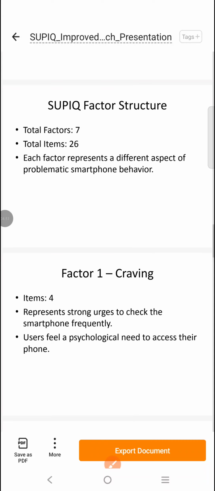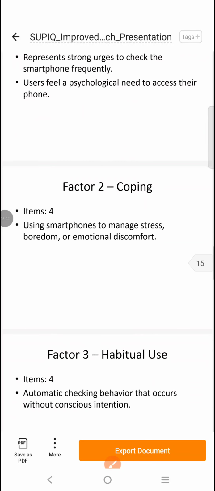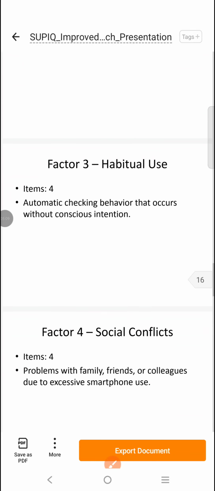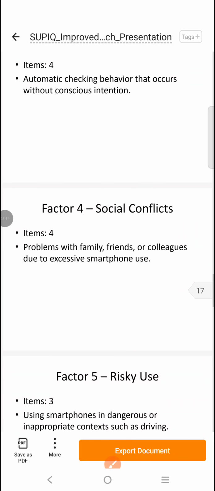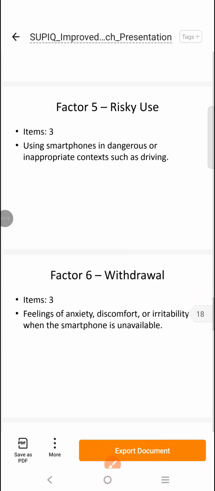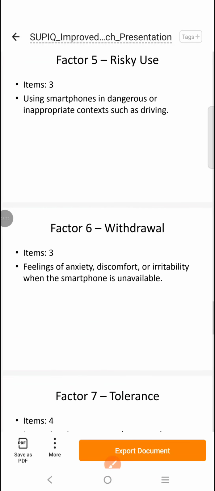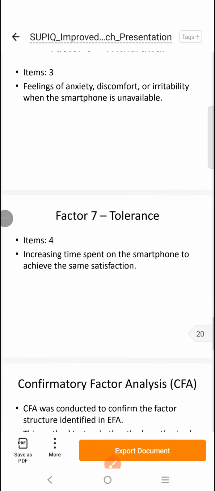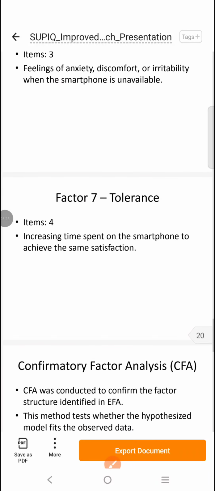So now you should understand that SUPIQ has 7 factors and 26 items. Factor 1 is craving, which has 4 items. Factor 2 is coping, and it has 4 items. Factor 3 is habitual use, which has 4 items. Factor 4 is social conflicts, which has 4 items. Factor 5 is risky use, which has 3 items. Factor 6 is withdrawal, with 3 items. Factor 7 is tolerance, with 4 items.